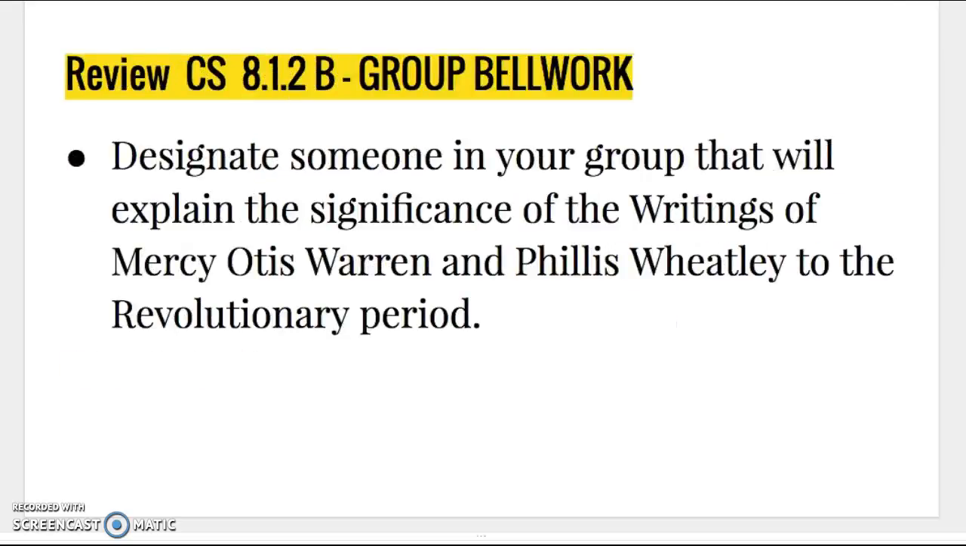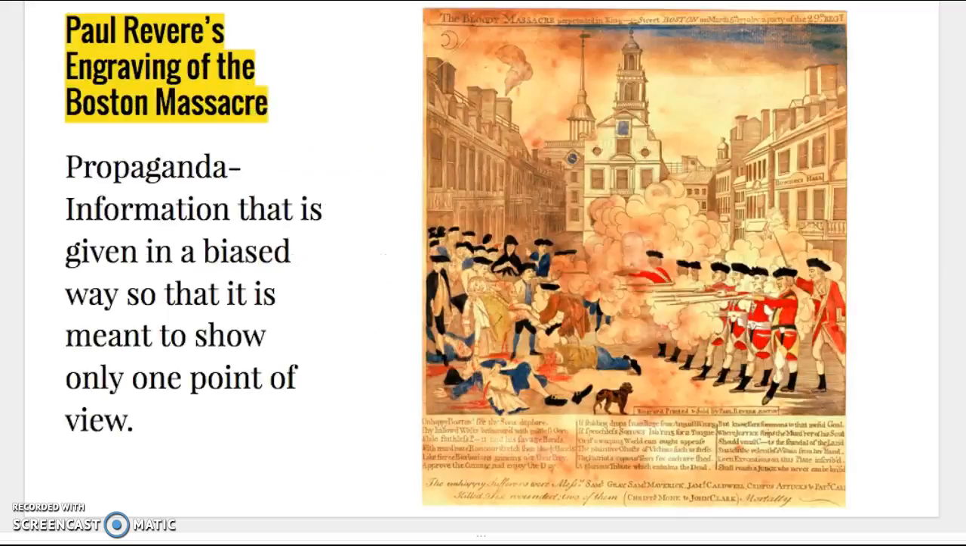Most of you will remember this picture here on the right side. It's called the Bloody Massacre. It was made by Paul Revere, and this particular picture was used as something called propaganda. Now, some of you may have never heard that word. It is on our word wall here. Propaganda is information that is given in a biased way so that it is meant to show only one point of view.